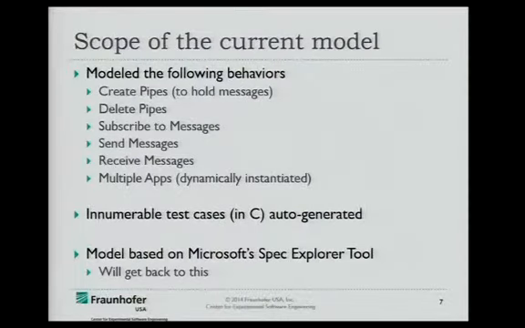Okay. What is in our current model? I'll talk about the model syntax in a moment. We model very basic things like creating a pipe, which is the core thing you need to do when you're doing a pub-sub architecture-based system. You need to be able to have a pipe to receive messages, right? Like a queue, basically. And we can delete a pipe, we can subscribe to messages, send messages, receive messages, and we can instantiate multiple apps or the bubbles. These are the things we have currently modeled. And we are able to generate a lot of test cases from that model.